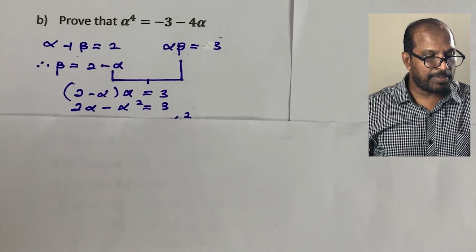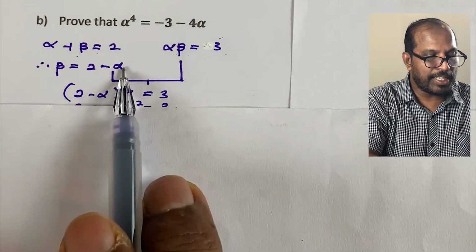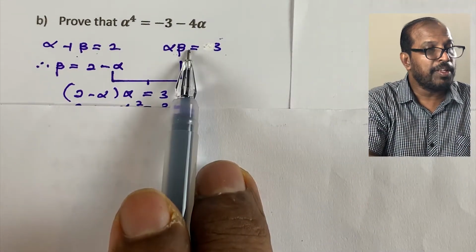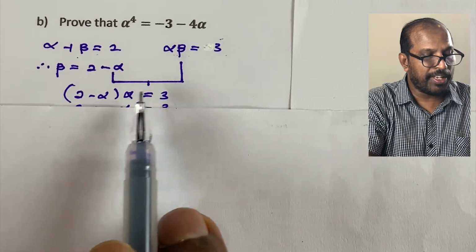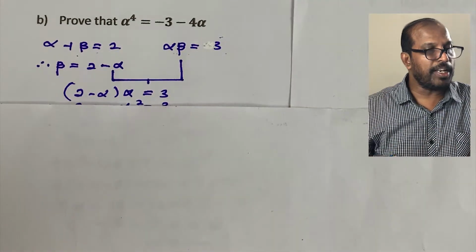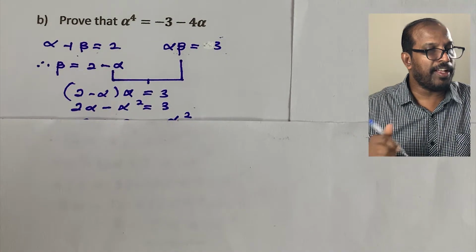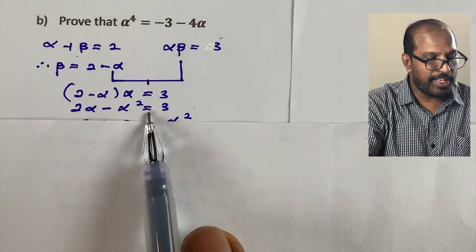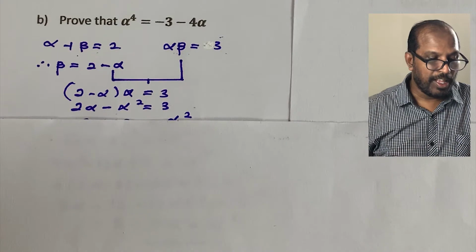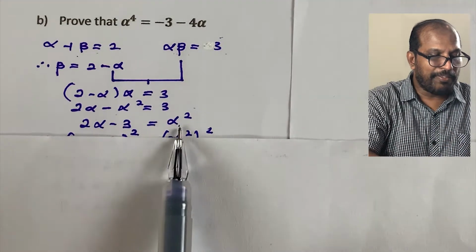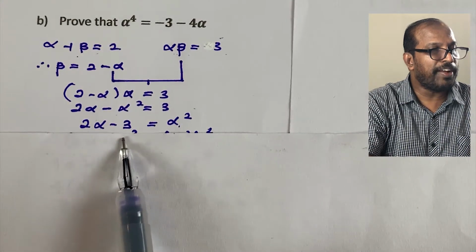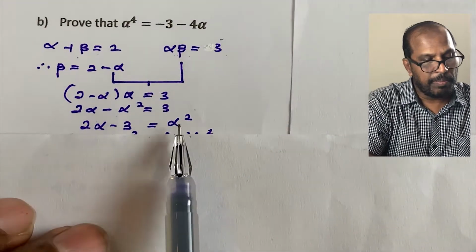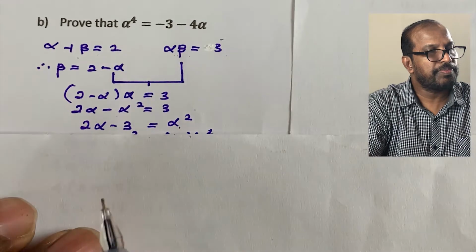So I'm substituting beta = 2 minus alpha into the equation, which turns out to be alpha times (2 minus alpha) equals 3. Expanding this, I get 2 alpha minus alpha squared equals 3. Now making alpha squared the subject, alpha squared equals 2 alpha minus 3. So I got one equation, but this is not yet proving the required equation.